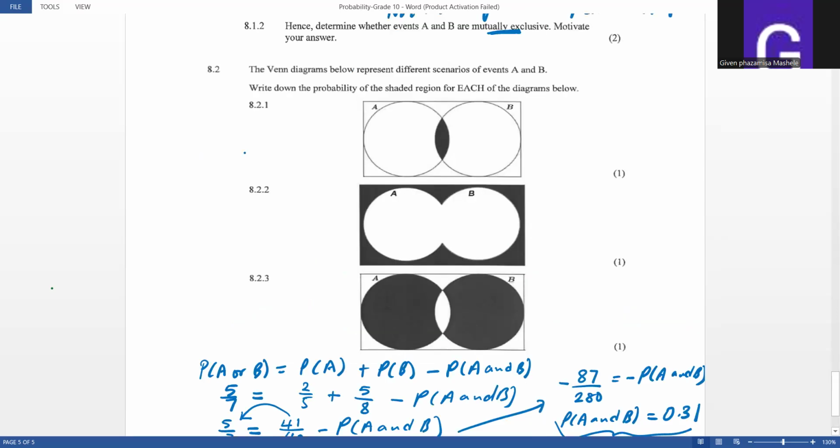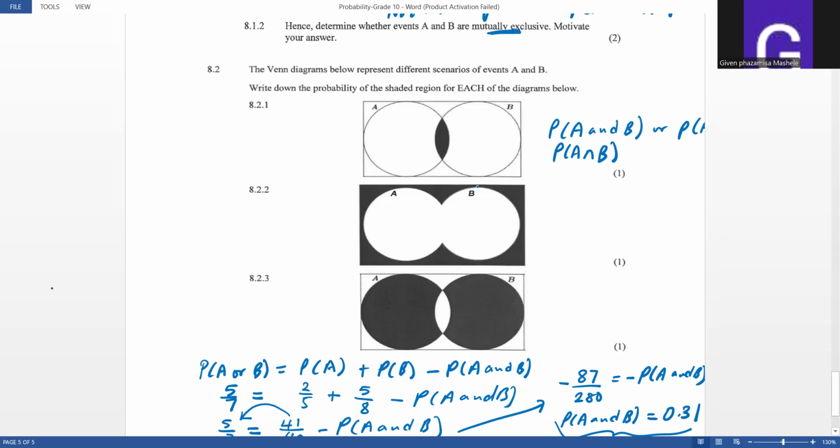And the last one says the Venn diagram below represents different scenarios of events A and B. Write down the probability of the shaded region for each of the following. It means we just want to check whether it's the probability of A and B or whatever. This is an intersection, so this is just the probability of A and B. Either we write it with the symbol or we just say probability of A and B.